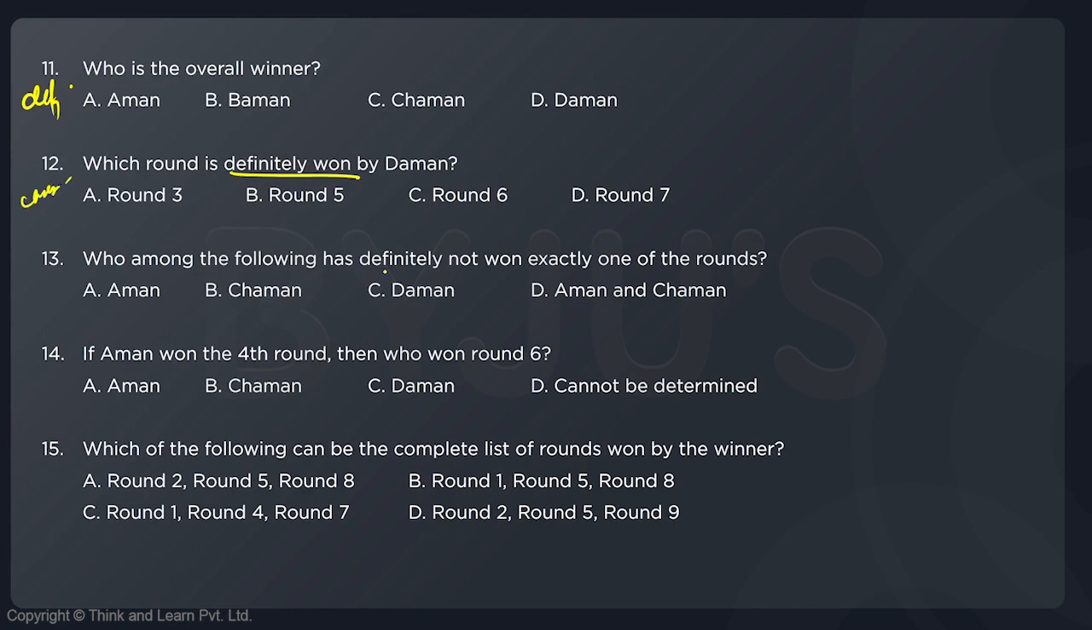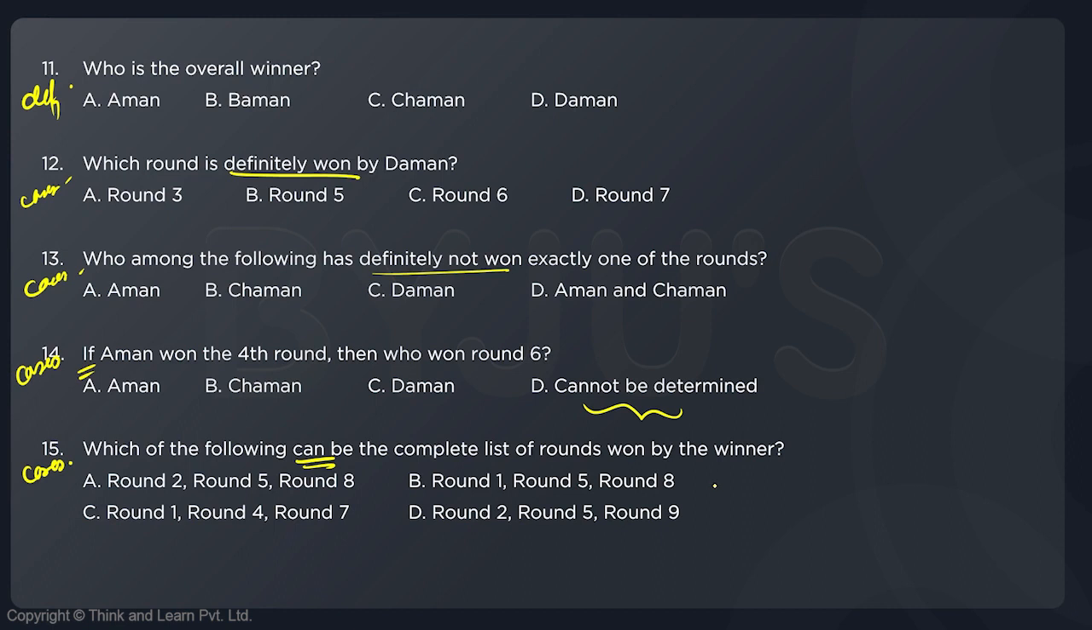Question number 3, who among the following has definitely not won exactly one of the rounds? So again, these are going to be cases because the options are of course definite, but the question says definitely not won. The next one starts with if Aman won the 4th round, which means in the 4th round, somebody else can also win. And we also have a cannot be determined. So we are pretty sure we are going to have cases again. Which of the following can be the complete list of rounds won by the winner? Which tells us that there is another possibility, right? So this is going to be cases.